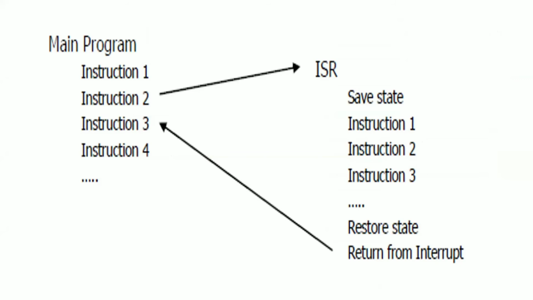This is my main program and I have some instructions in the main program. While executing instruction 2, I got an interrupt. So what happens if I get the interrupt? It will pause the main program and go to the interrupt service routine. It is nothing but like a function in your C language or any other language.